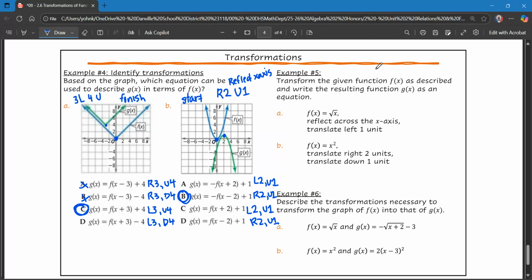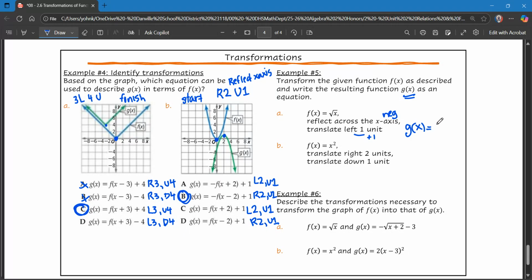All right, number 5, transform the given function f of x as described and write the resulting function g of x as an equation. Okay, so we're going to take f of x, which is the parent function for square roots, square root x, and we're going to reflect it across the x-axis, and we're going to translate it left 1 unit. Well, reflecting something over the x-axis puts a negative in front of the whole entire thing. And translating left 1 is going to put a +1 inside. So g of x is the function we're supposed to be writing.